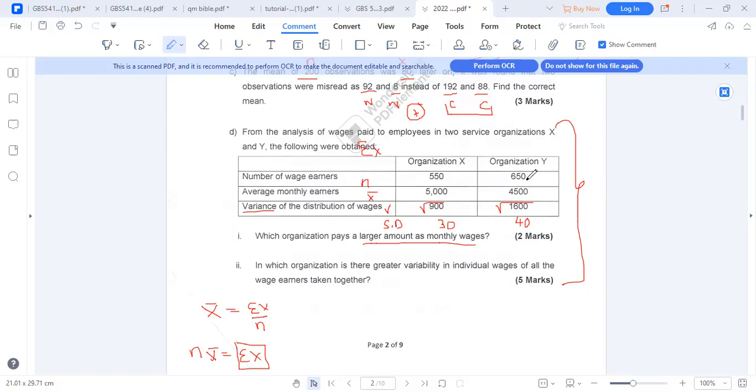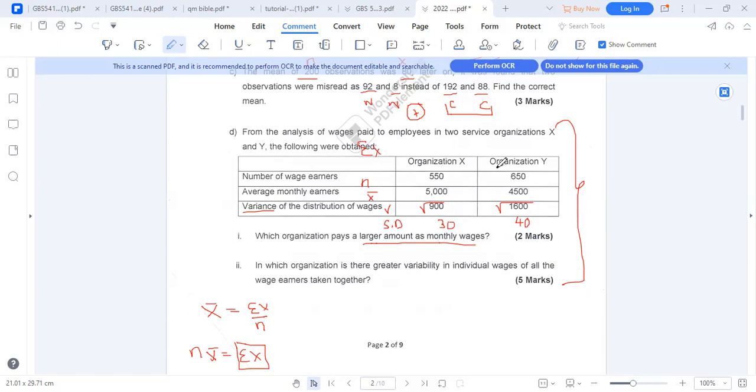The rationale behind this is that sometimes the mean earnings for one company could be 1,000 kwacha and for the other 500 kwacha. But you discover that the one paying a mean of 500 is the one that pays more money because it has more employees. So let's calculate now. Multiply this one times that one, and this one by that one, so that we know which one pays more money.